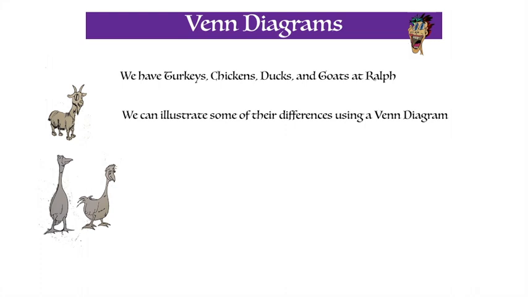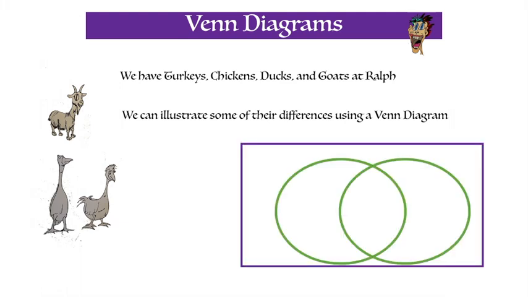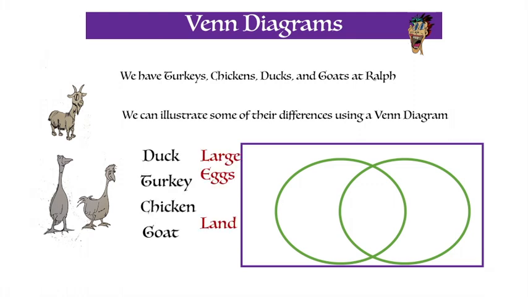Now on the farm we have turkeys, chickens, ducks and goats. And we can illustrate some of their differences using what we call a Venn diagram. Now a Venn diagram is simply a way of spacing out the information into different categories, into different regions. So let's look at the four we have. We have ducks, turkeys, chickens and goats.